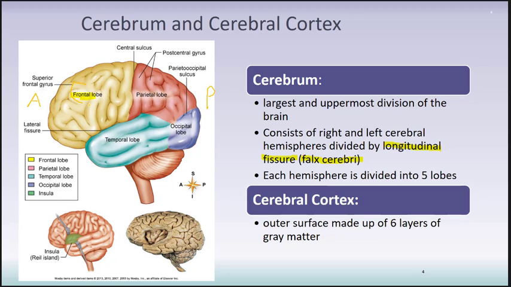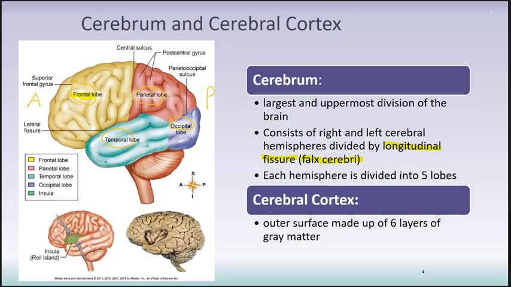So we have the frontal lobe, we have the parietal lobe, the temporal lobe, which would be found, so this is one lobe on one side, you'd have a temporal lobe on the other as well, so 2 temporal lobes, and then the occipital lobe, which is at the back.